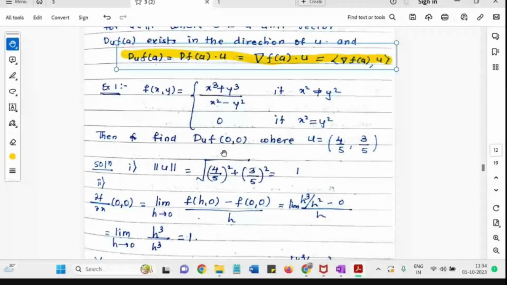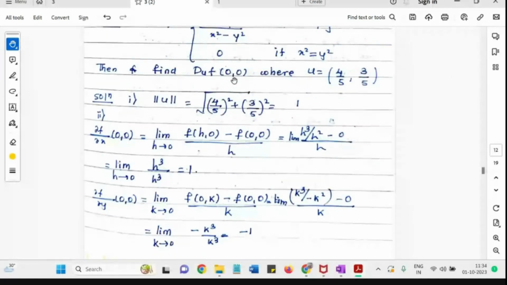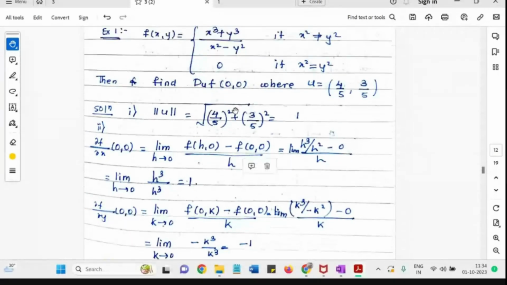So I have to calculate the directional derivative at (0, 0). We'll evaluate the gradient at (0, 0). To calculate the gradient at (0, 0), we need to evaluate the partial derivatives at (0, 0). So let us go for ∂f/∂x at (0, 0). By definition, it is the limit h going to 0 of [f(h, 0) minus f(0, 0)] divided by h. In the function, you substitute the value.